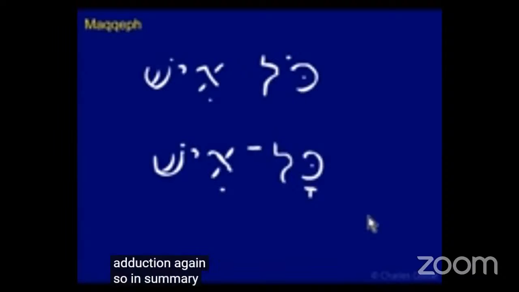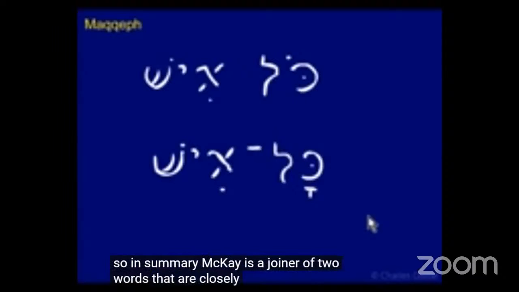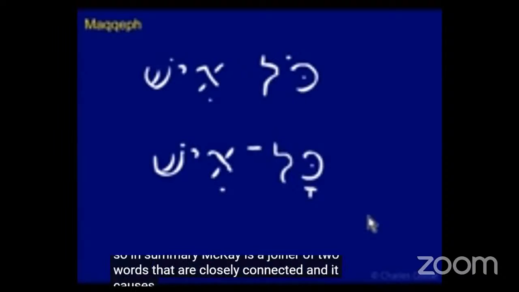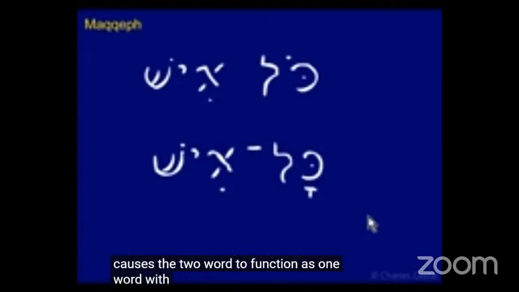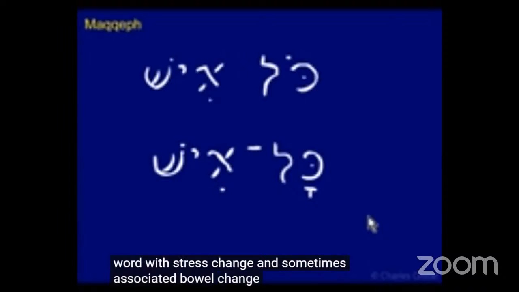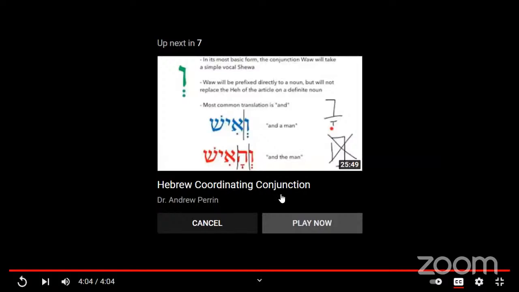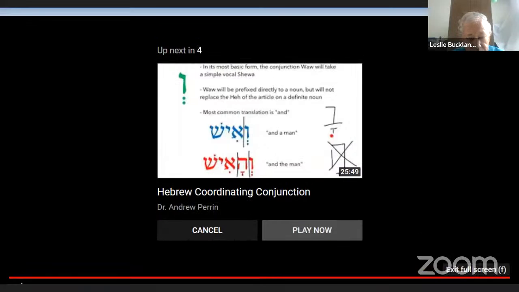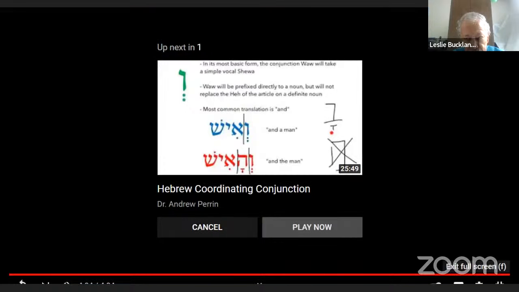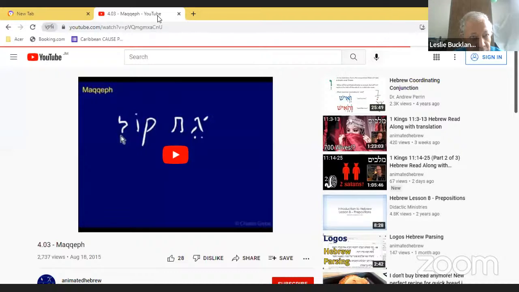So in summary, makaf is a joiner of two words that are closely connected, and it causes the two words to function as one word with stress change and sometimes associated vowel change. Okay, let me reduce the screen. So we have seen how makaf can have the effect of changing a long vowel into a short vowel.